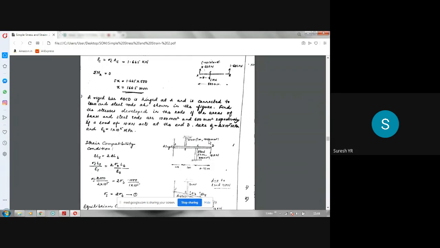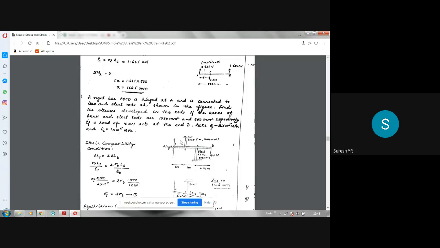AB is 1000 mm square. Steel bar having length 2 meters, area 600 mm square. So that means LS is 2 meter. Length of steel bar is 2 meter. Area of steel bar AS is 600 mm square. Load is acting here. So from this end to this end it is 2.75 meter. You should be very careful in such type of problem.